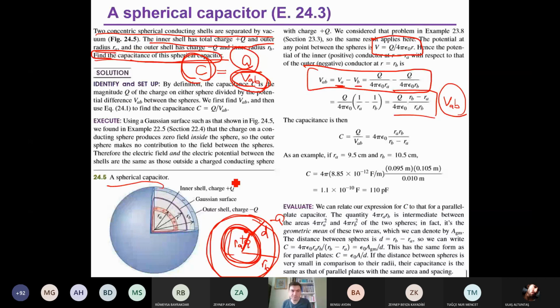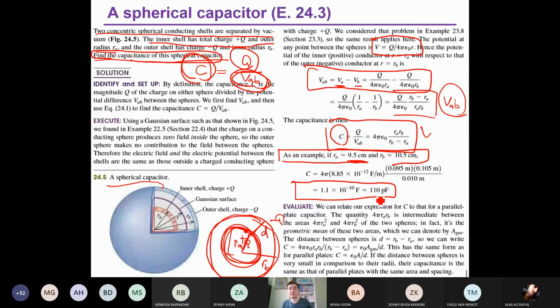And if numbers are given, for example, RA is 9.5, it is not given in the example, but here, if you have this relation, and if you know the radius of the spheres, then you can easily calculate the capacitance. It is 110 picofarad. Any question here? As I told you, I am repeating this information.